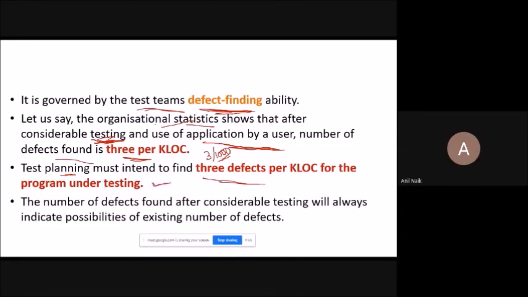If there is an organizational statistic that they find 10 defects per 1000 lines of code, then you have to prepare a test plan that can find 10 defects per 1000 lines for the program or application under testing. So the number of defects found after considerable testing will always indicate the possibility of the existing number of defects.